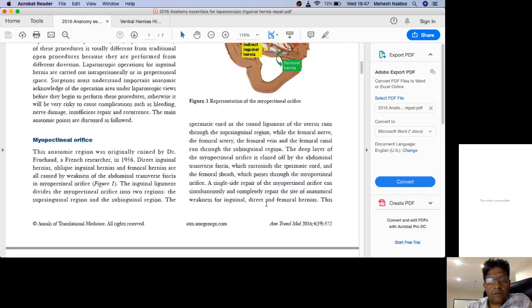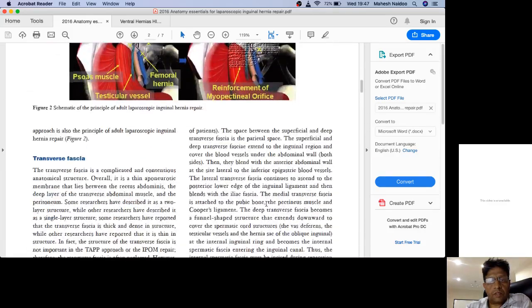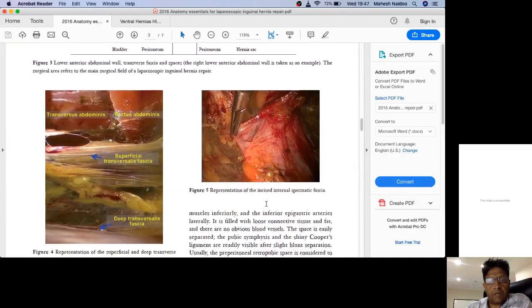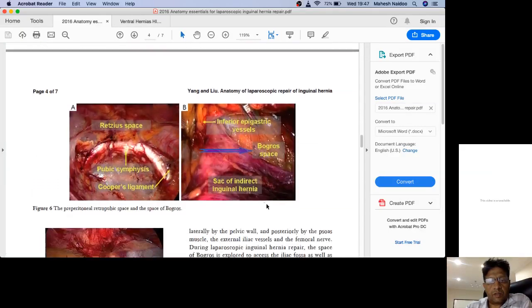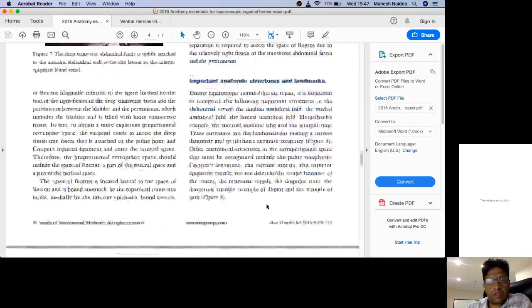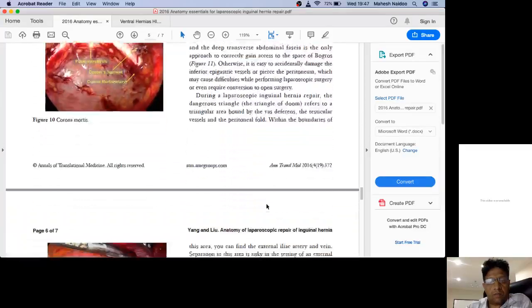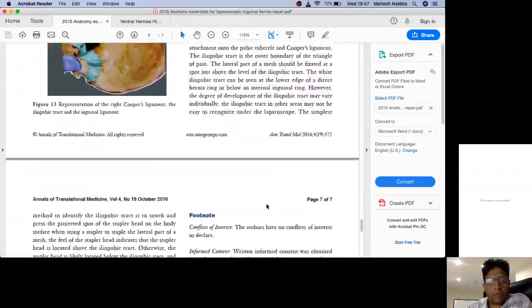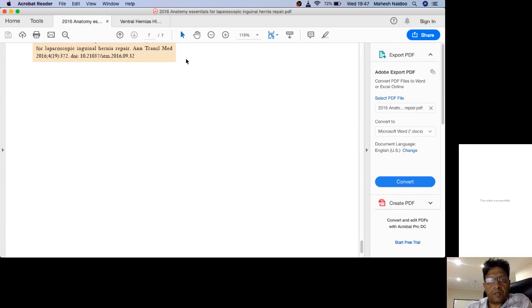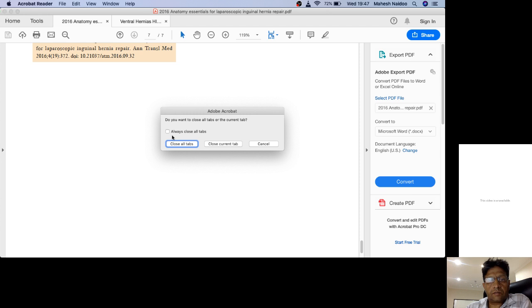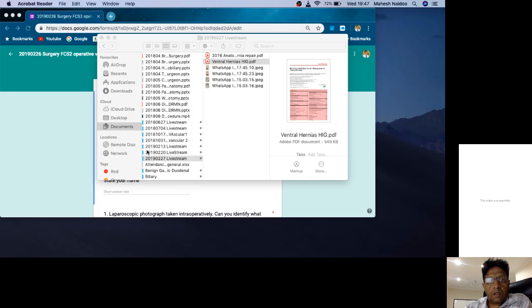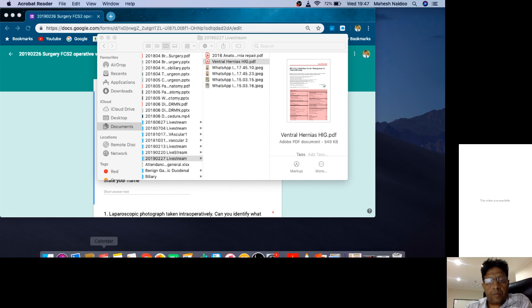We're not going to have too much time to go through this, but you can see there's some very nice diagrams, explanations, laparoscopic pictures, and if you're having difficulty understanding the laparoscopic approach to inguinal hernias, please take a look at this article in detail. Then the papers.